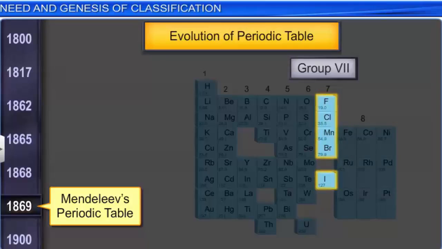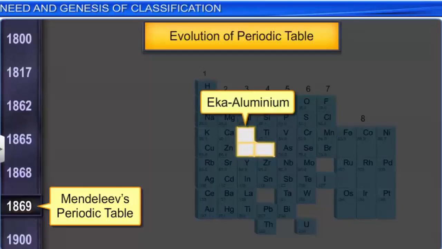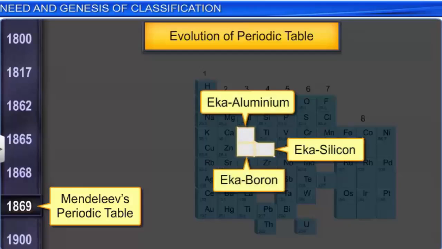Mendeleev also left gaps in the table for undiscovered elements. For example, he left gaps under aluminium, silicon and boron in the periodic table for yet to be discovered elements. He not only predicted the existence of these elements and called them Eka aluminium, Eka silicon and Eka boron respectively, but also described some of their general physical properties.